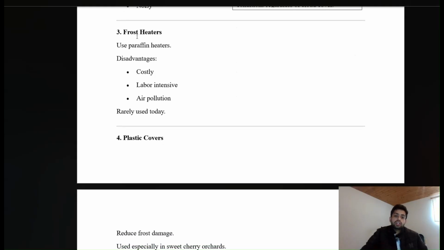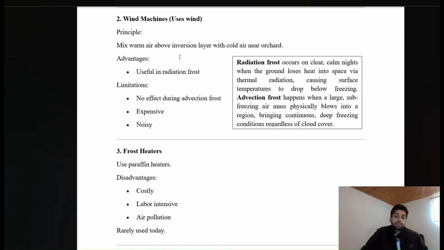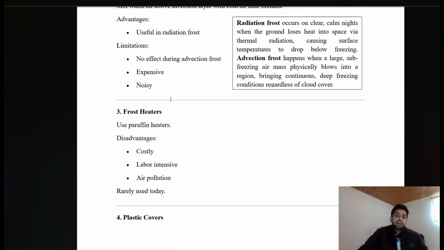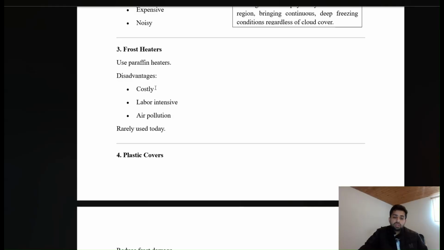And the frost heater, it is also good, but it uses fire heaters. The wind machine uses warm air, so that is why it cannot be used in advection frost. But frost heaters can be used in advection frost, though they are mostly costly, labor intensive, and cause air pollution.